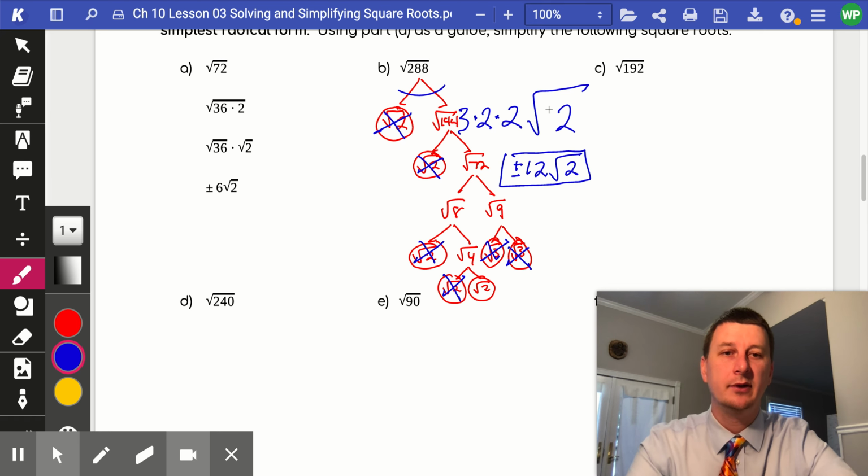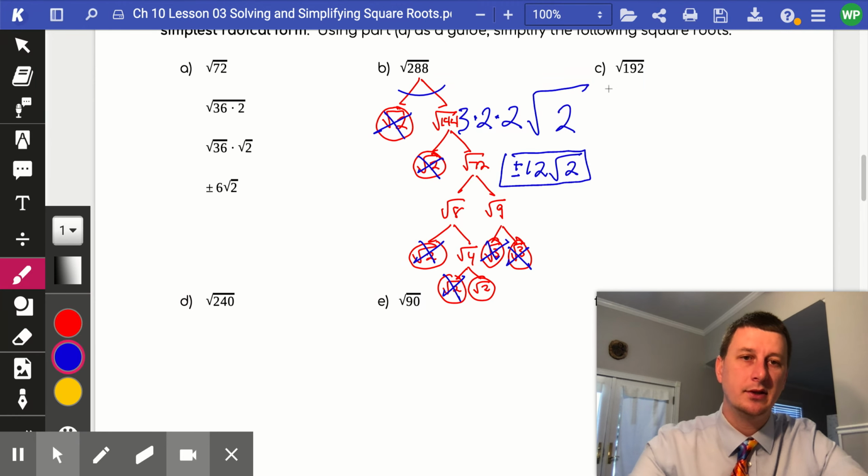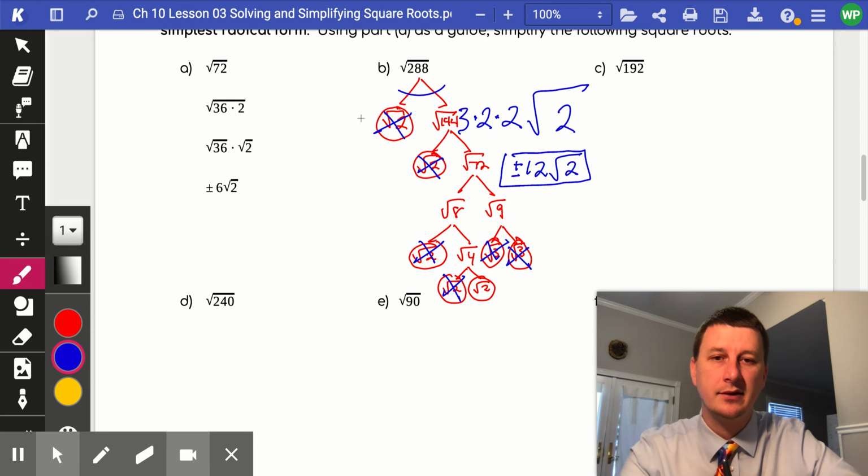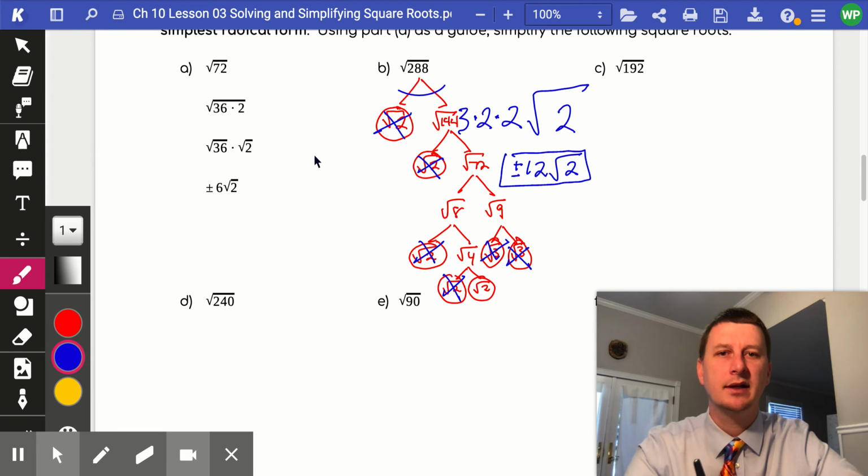Now that we did part B, we're going to do parts C, D, E, and F in this video. So starting with 192, and again, you might see other ways to simplify a radical, but I like doing it the factor tree method because you'll never go wrong with that, and you'll never be hung up on guessing, well, is this a perfect square or is that a perfect square when you get to larger numbers.